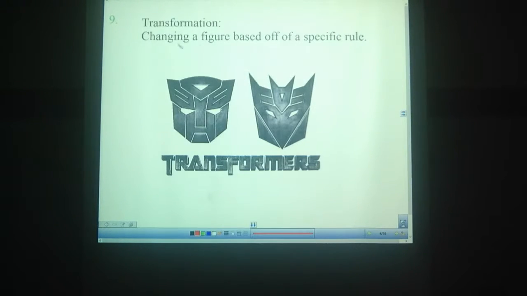Transformation is to change a figure based off a specific rule. Sadly, it's not as exciting as Transformers. You never change like a square and it transforms into a helicopter, or a semi-truck, or a robot, or whatever. No, more likely the square will change into a slightly different square that's slightly bigger or smaller, or in a different place on the graph. It may even change into a rectangle, but it's very unusual.